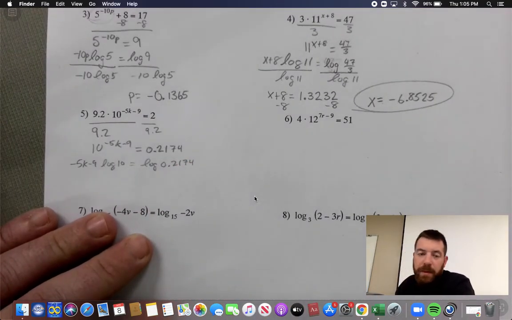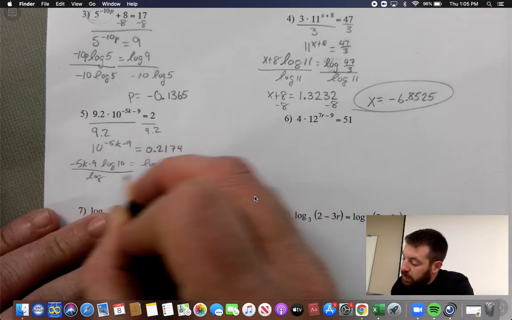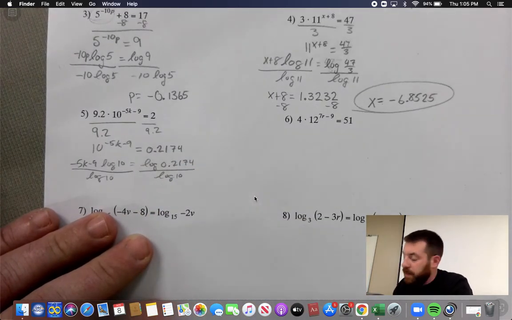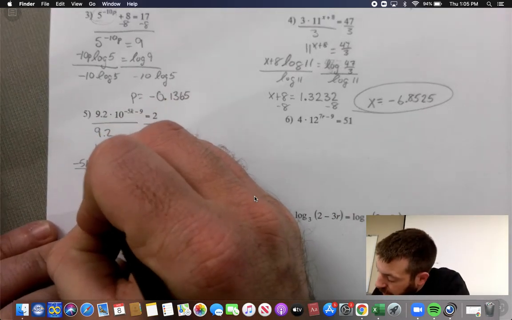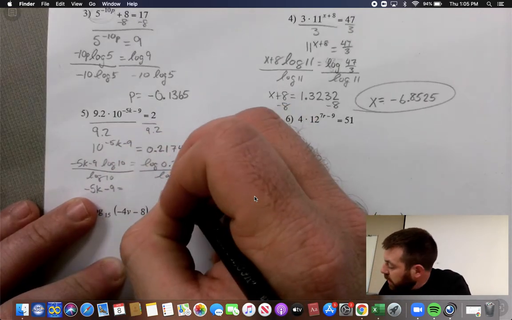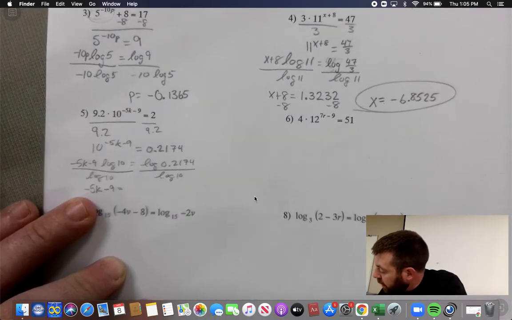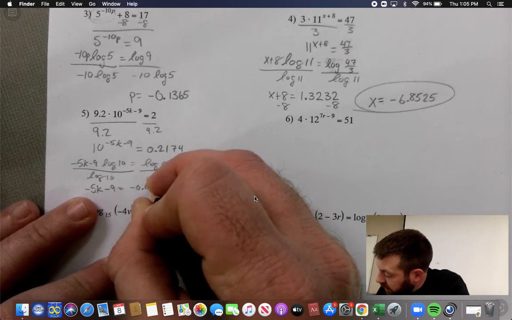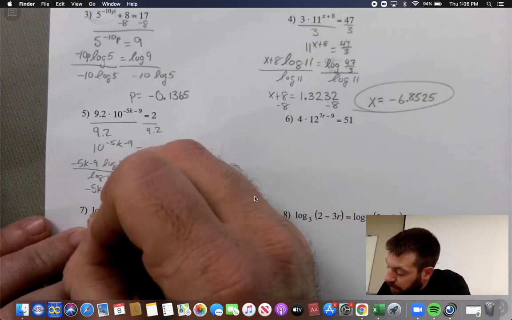Okay, now the next thing I want to do is divide by log 10. And what that does is isolate the negative 5k minus 9. And sorry, this log here, I plug it into the calculator, and I get a negative 0.6628. I'm going to add 9.